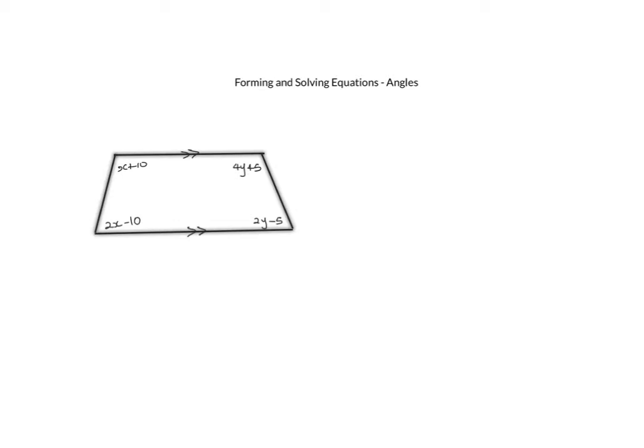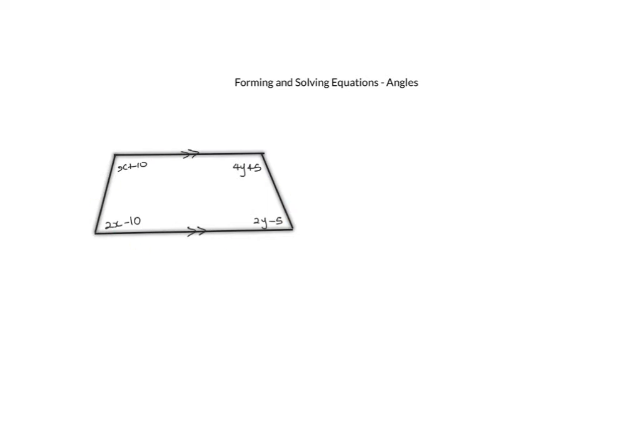So for example, in the shape we're looking at here, we've got a trapezium. We know it's a trapezium because we've got one pair of parallel sides. And in maths, we know that sides are parallel when you see arrows on them. So once you see the arrows facing the same direction, it means that these two sides here are parallel to each other.